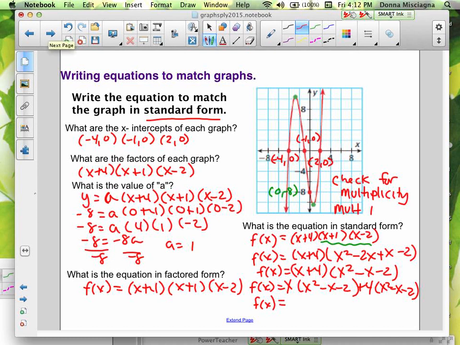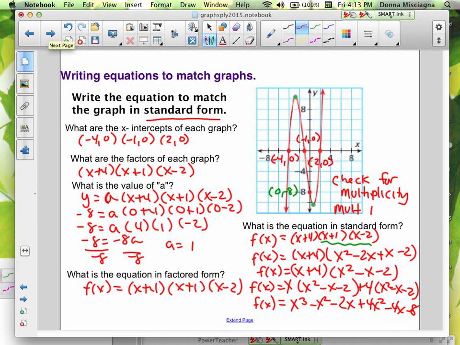X times x squared gives us x cubed. X times negative x gives us negative x squared. X times negative 2 is a negative 2x. Okay, so we distributed the x to those 2 terms. Now we've got to distribute the 4 to the 2 terms. So 4 times x squared is positive 4x squared. 4 times negative x is negative 4x. And 4 times negative 2 is negative 8.